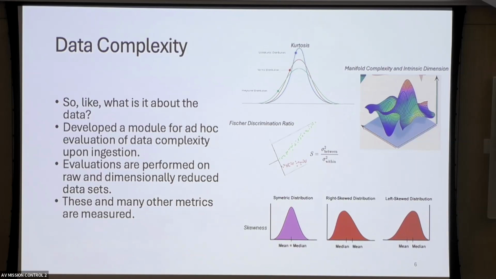Then there's manifold complexity and intrinsic dimension. If you have a data set with many different features and you reduce that down to its principal features, and let's say they're in a three-dimensional space, what does that manifold look like? Is it rugged? Is it rough? Is it flat? You can also look at the Fisher discrimination ratio, which is a measure of the variance between classes or the variance within classes. This is how you measure imbalance in a data set. But you could also look at more conventional things like skewness: is your data skewed to the left, skewed to the right, skewed around the middle, or evenly distributed? These are some of the things that the data complexity evaluator calculates on the fly for every data set that you give the code base.